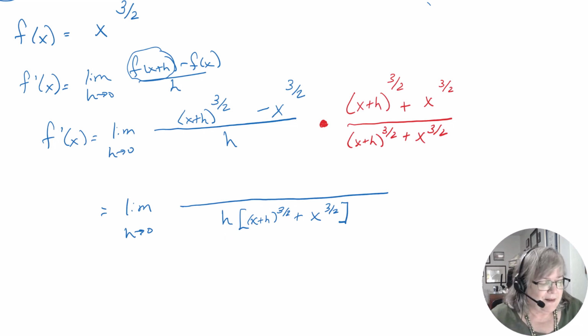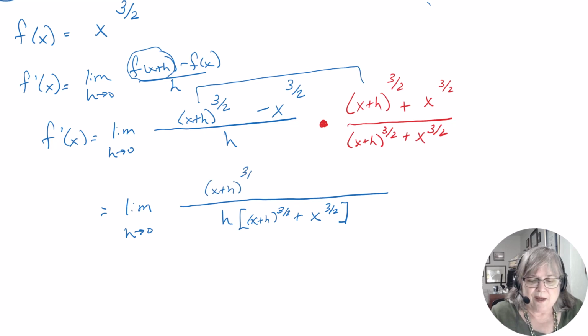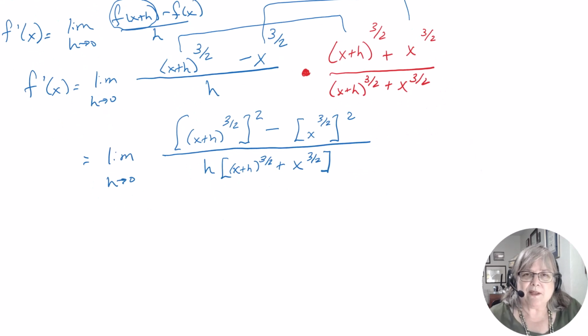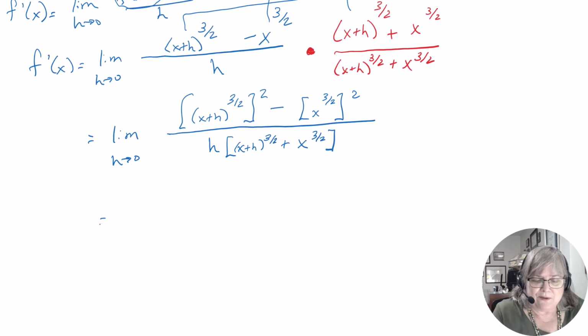Now, this top part, let's look at it. These are conjugates, so I will get the difference of two squares. So these two are x plus h to the 3 halves squared, minus these two, which is x to the 3 halves squared, because I know the middle terms are going to fall out. We did all this in the limit section. I don't need to see that anymore. We actually did it in the review section too. So let's just cut to the difference of two squares.